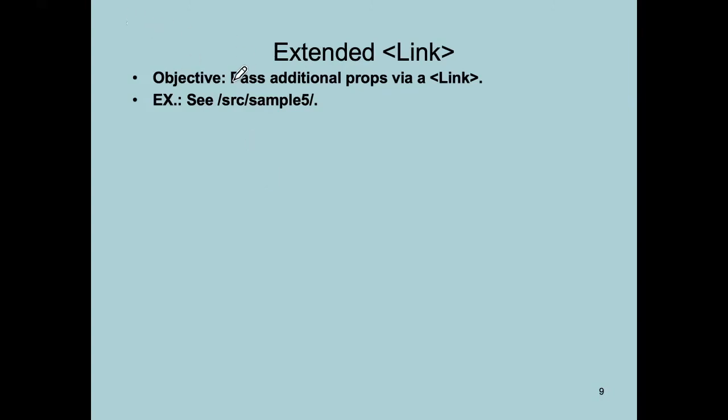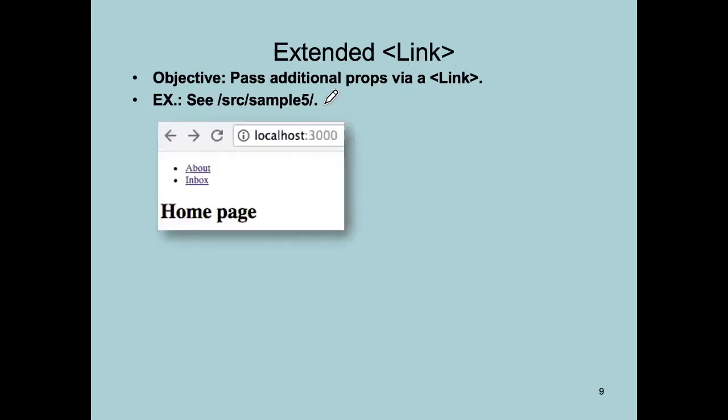So the objective here, as I said, is to pass additional props via a link. And the illustration is in sample 5, but here's the key part of it. Now, it's a made up example. And when I reflected on this before the lecture, I was thinking it's probably not a good illustration of it, but let's just go with it.